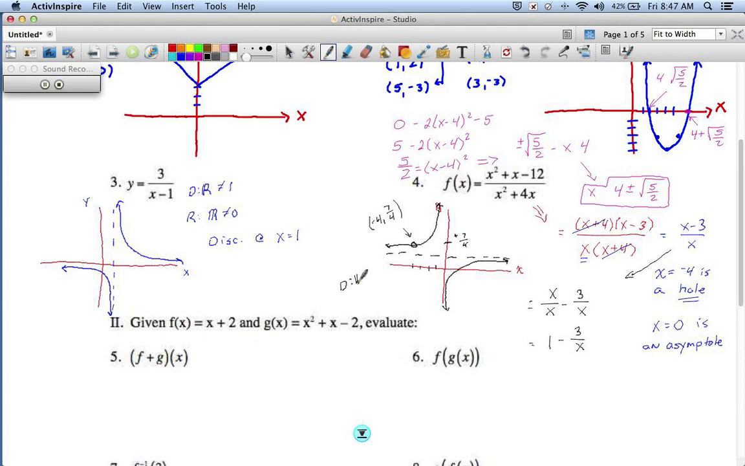The domain, well, domain is everything except for negative 4 and 0. And my range is everything except I can't be 1 and I can't be 7/4 because that is a hole. And there are our parent graphs.